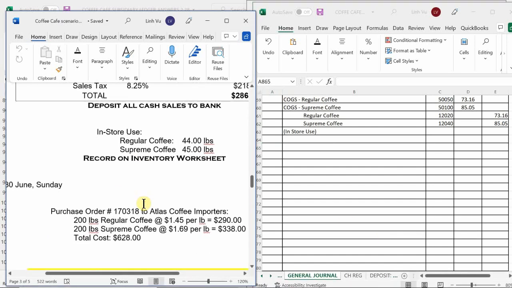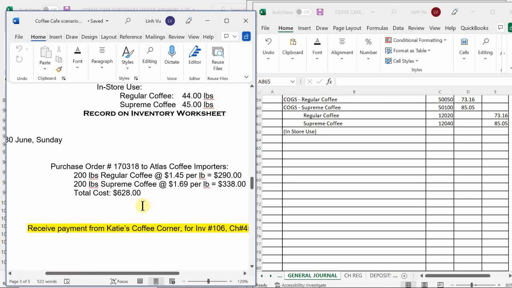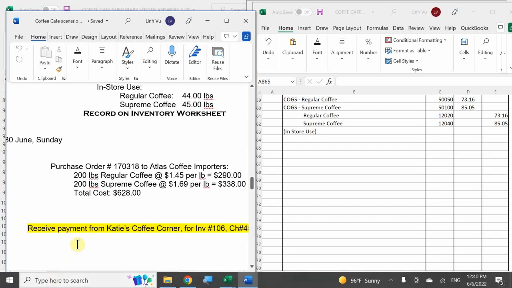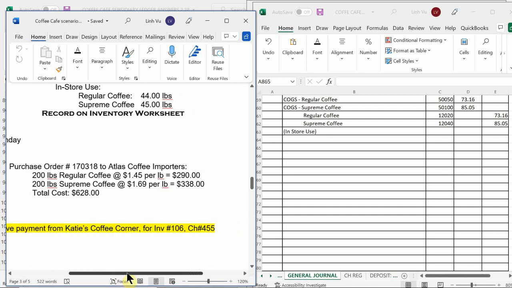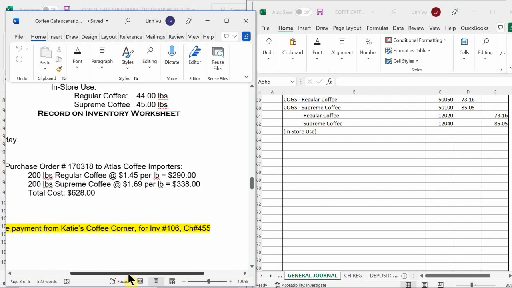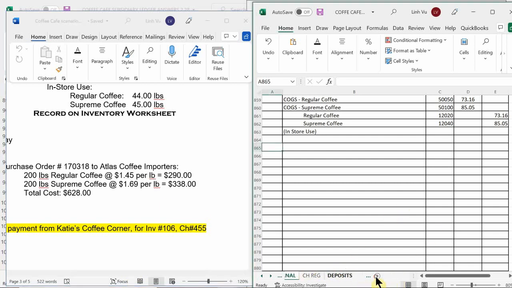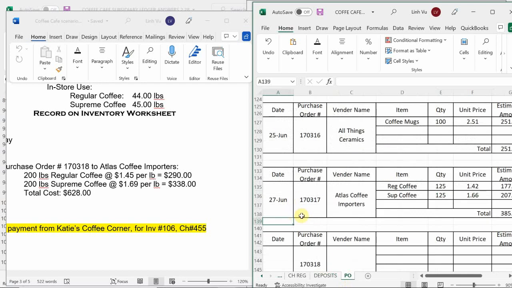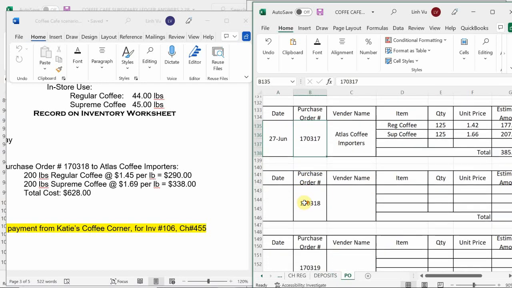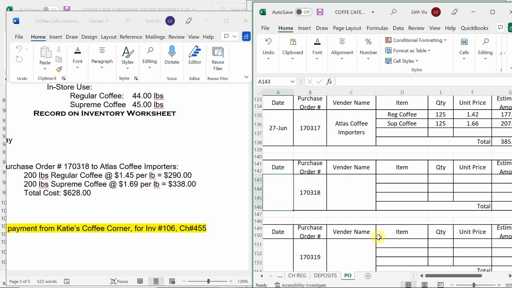We are starting on Sunday, June 30th, the very last day of the month, with a purchase order for $3.18 to Atlas Coffee Importers. This time we are purchasing 200 pounds of the regular coffee and 200 pounds of the Supreme coffee, giving us a grand total of $628. All we have to do is update our purchase orders. Here's our purchase order, $3.18. Today is the 30th.